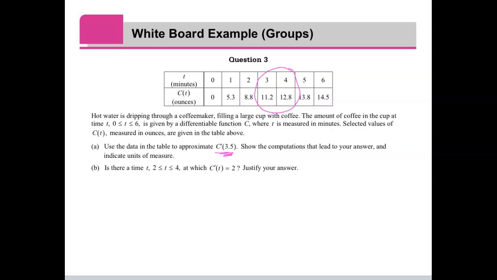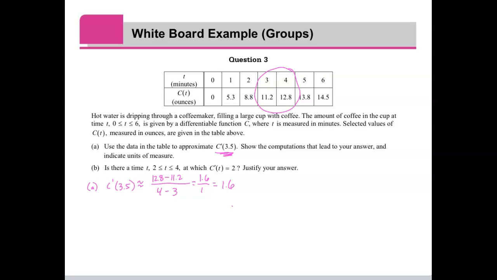So for part A, let's do that. We're just going to say c prime at 3.5 is approximately equal to, and then the y values there would be 12.8 minus 11.2 over 4 minus 3. 12.8 minus 11.2 is going to be 1.6 over 1.